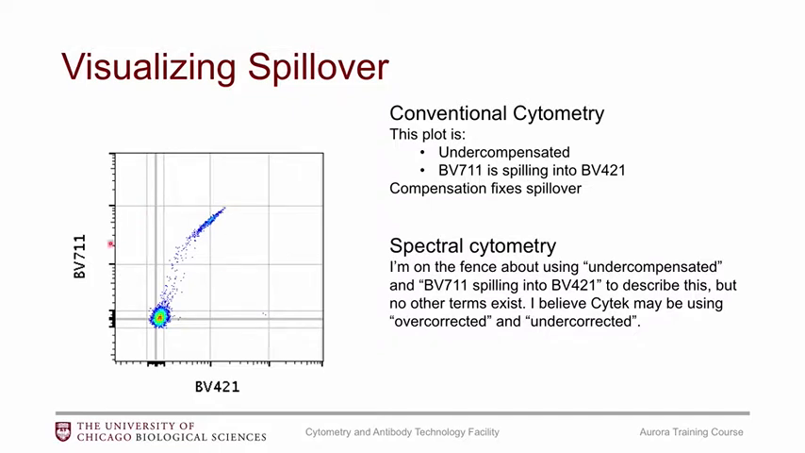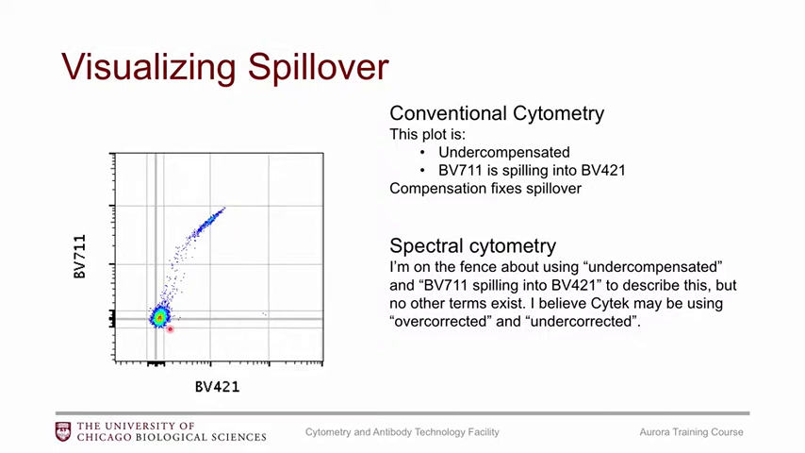So this is a different example where BV711 is spilling into BV421, at least that's what we would say in conventional flow cytometry. And we would also say that this plot is undercompensated. So with compensation, we would move this positive population back over here so that the center of both of the populations would be aligned. And so the compensation would fix the spillover.